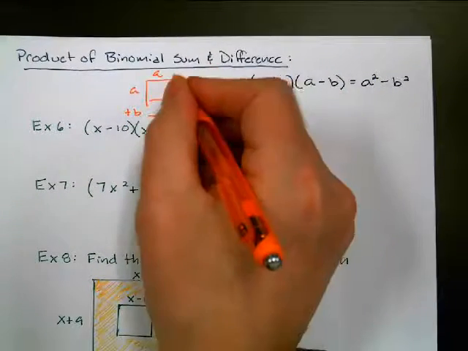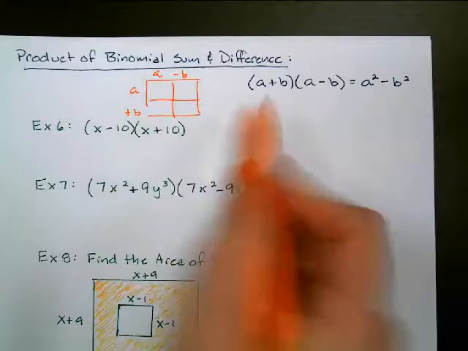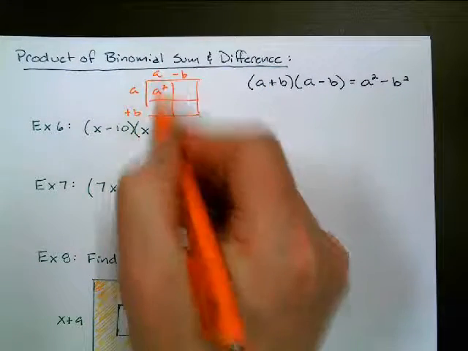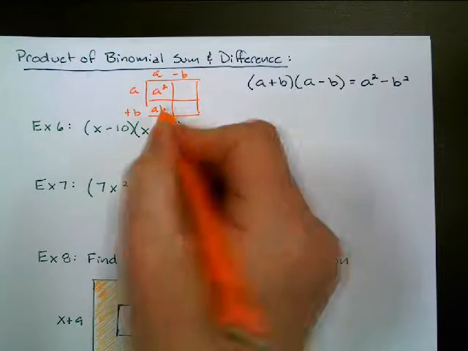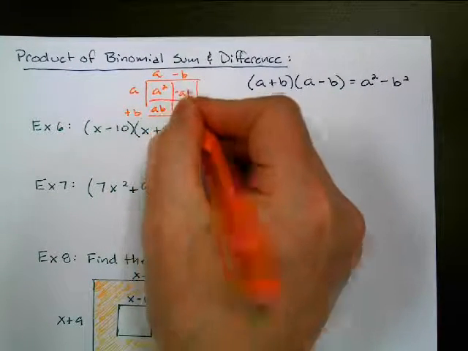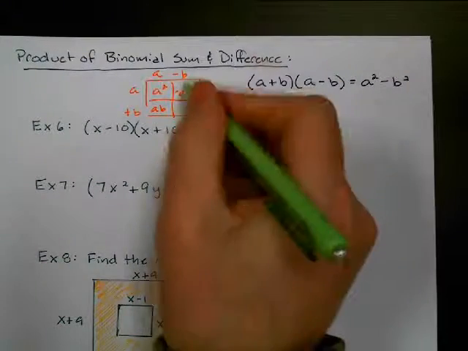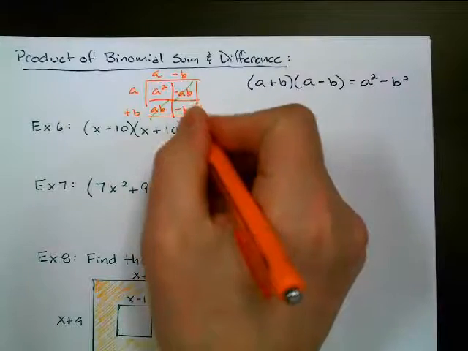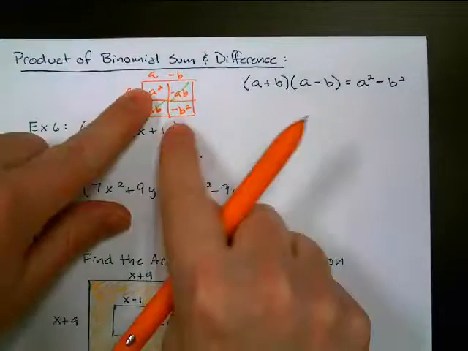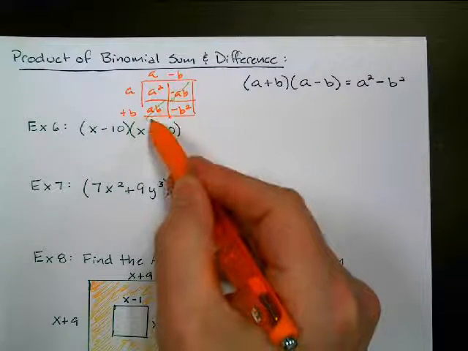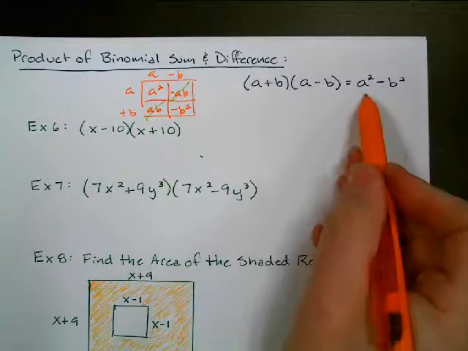So if I multiply a plus b times a minus b, I get a squared here. Here I get ab, and here I get negative ab. So what's happening is these two are canceling each other out because they're opposites. And here I get negative b squared. So it's a squared minus b squared because these two terms always cancel each other. So I get a squared minus b squared.